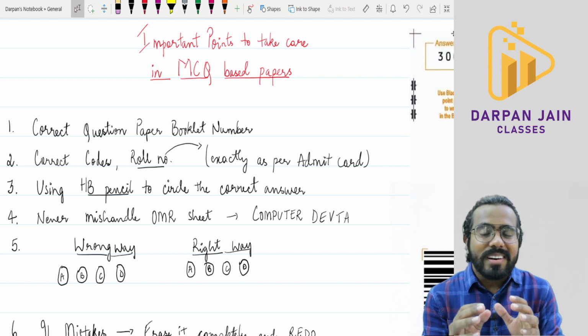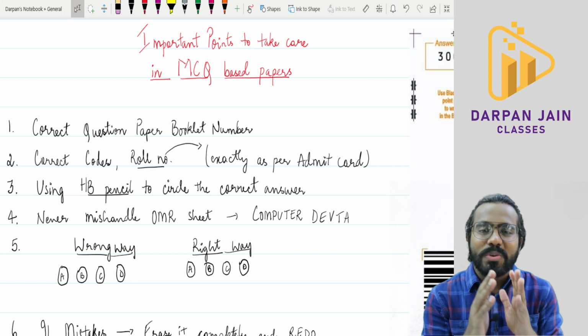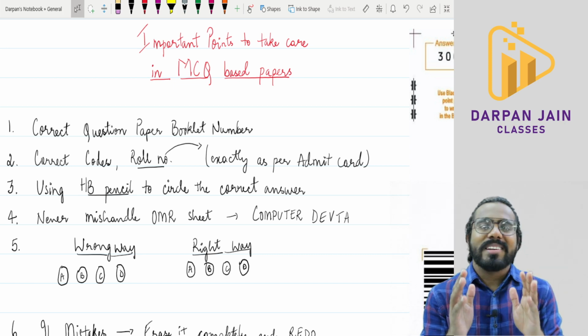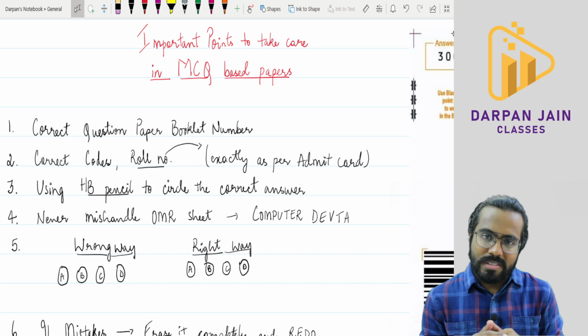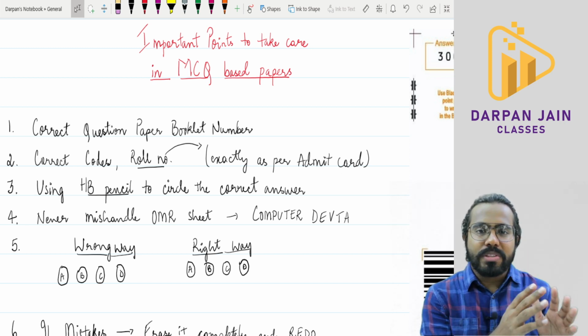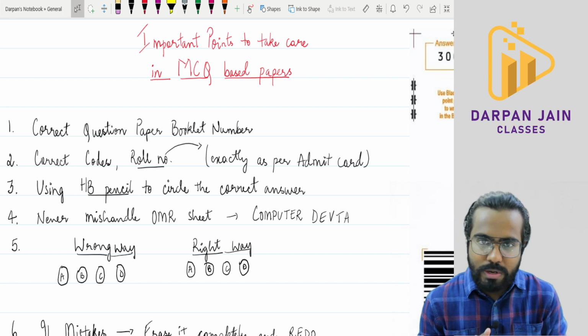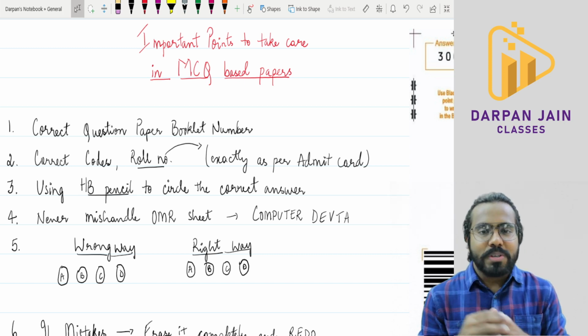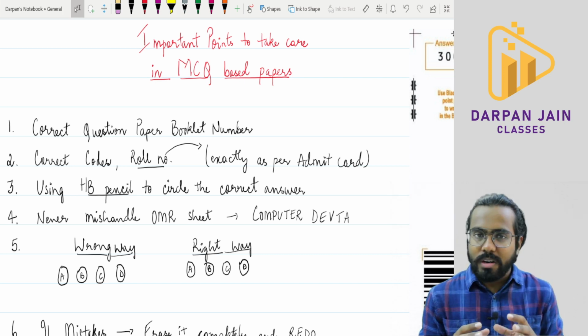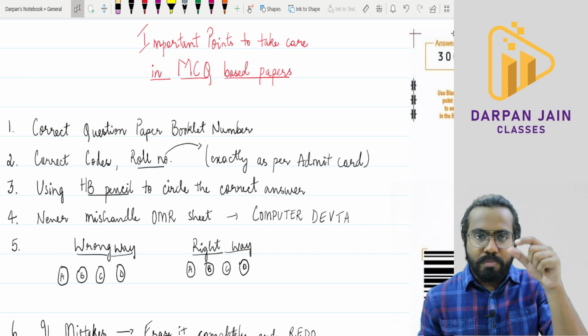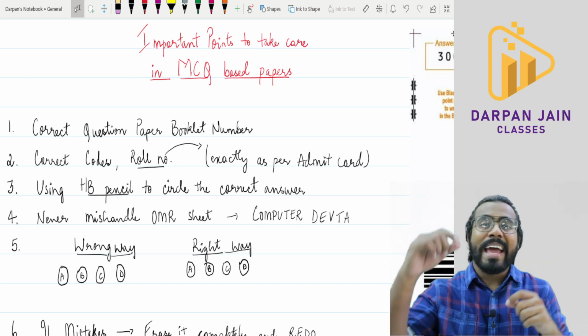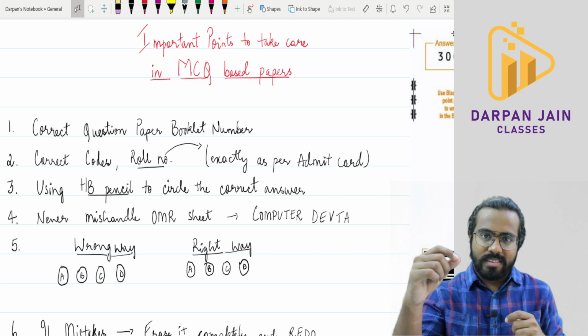Today we're going to discuss the important points that you need to keep in your mind while answering your MCQ based papers. Which is what? Which is your paper 3 and paper 4 of CA Foundation, your maths and economics paper. Now in these papers, what you will receive from your invigilator is a question paper booklet and an OMR sheet.